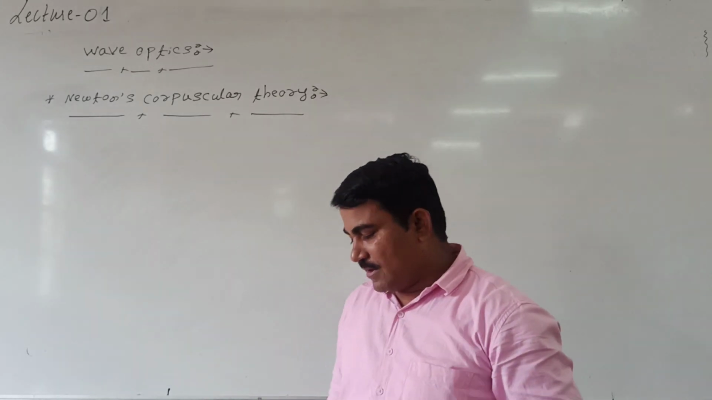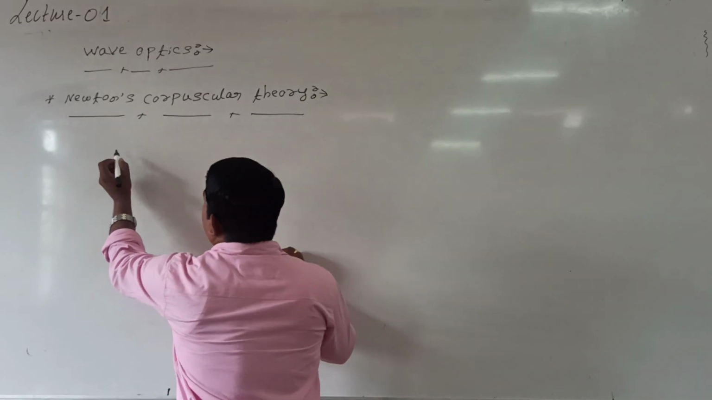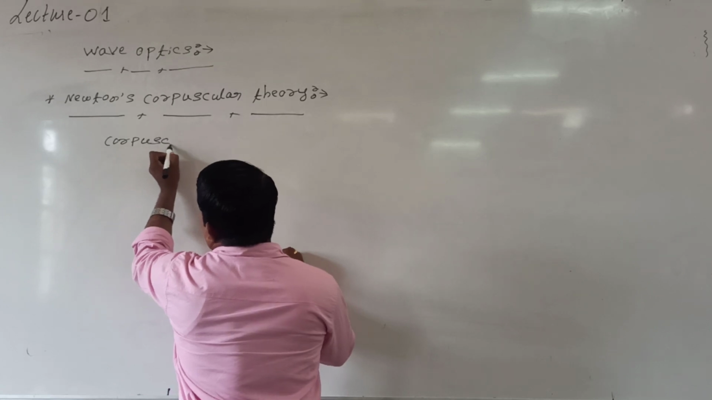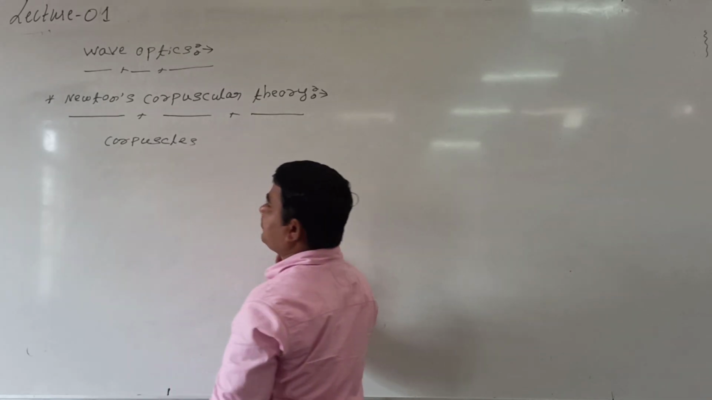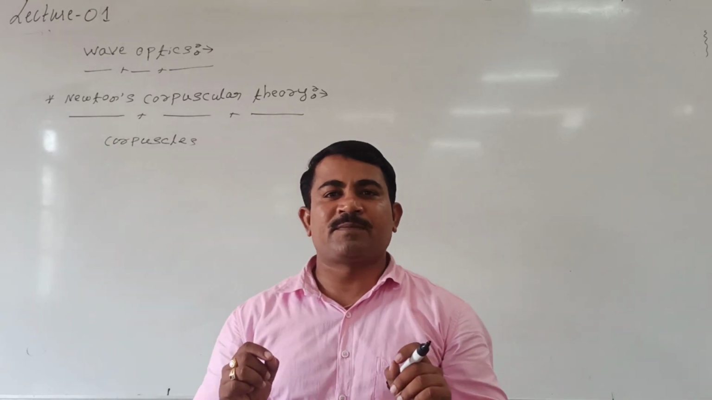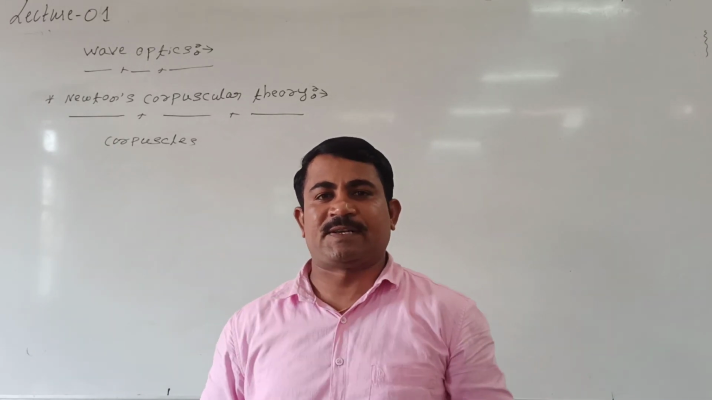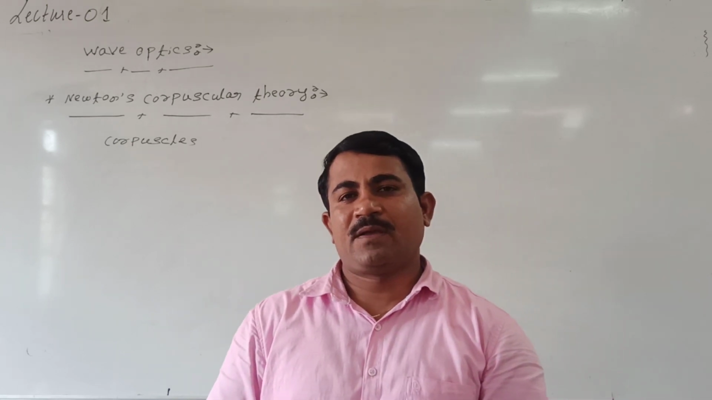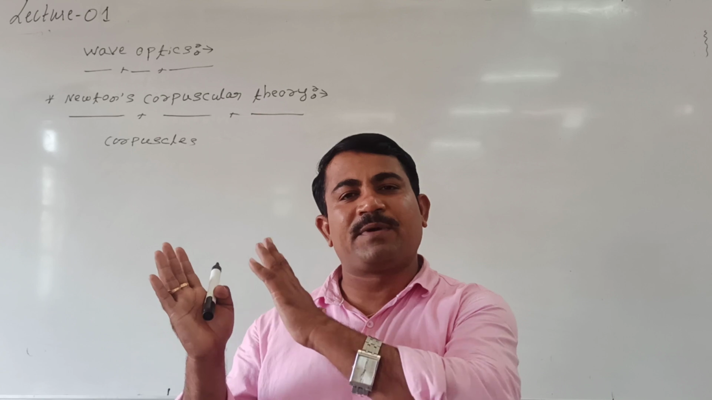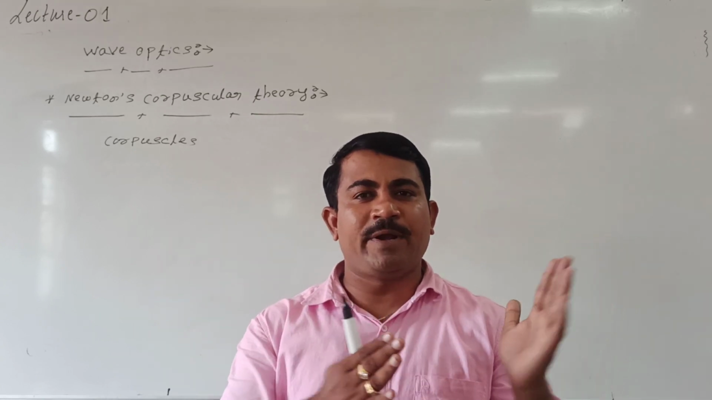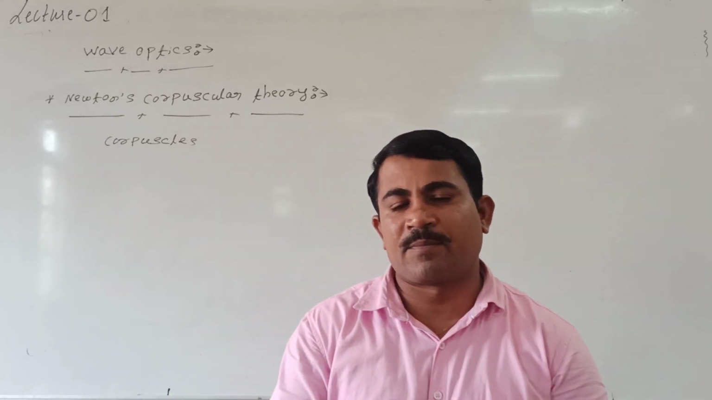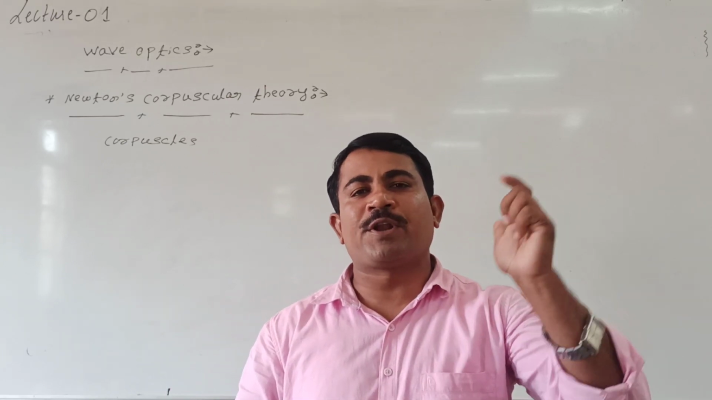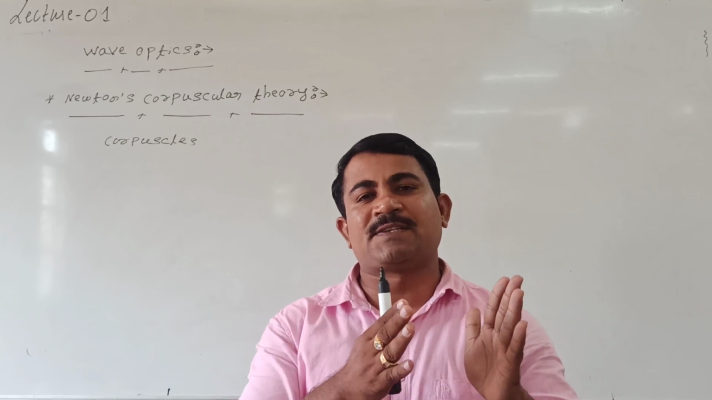The different colors of light are due to the different sizes of the corpuscles. Light is made up of very, very small particles, which he called corpuscles. Newton says that when light travels from rarer medium to denser medium and from denser medium to rarer medium, the speed of light is more in the denser medium and less in the rarer medium.